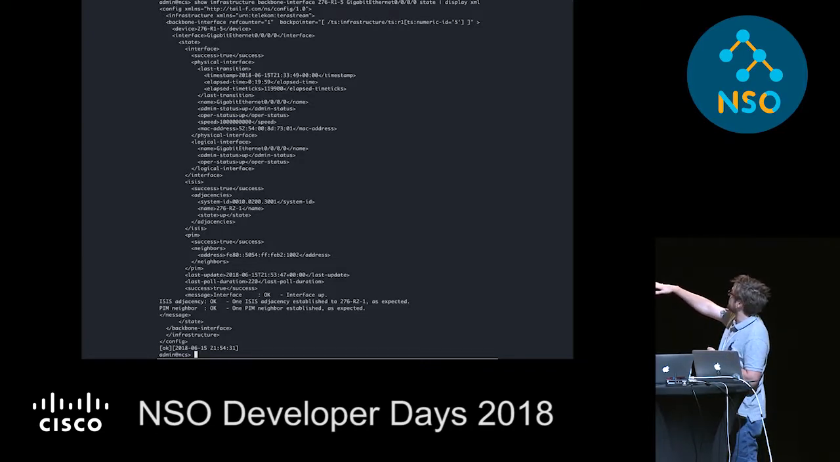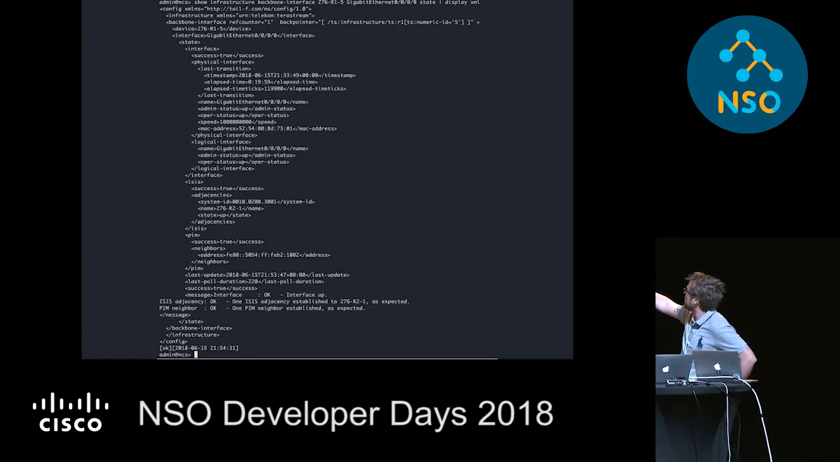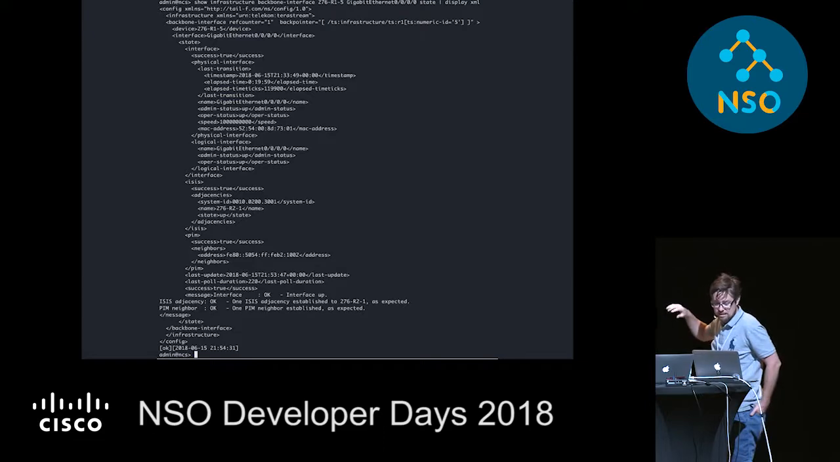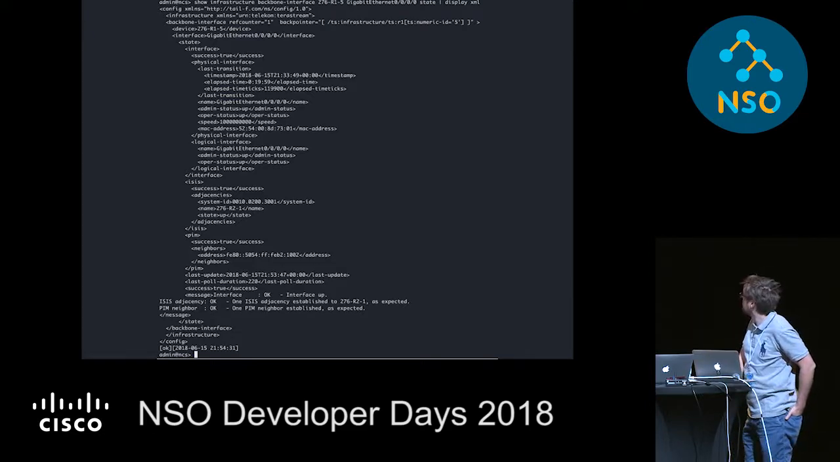And we can also see the success leaves. I think I forgot to mention one thing before. These sections, the interface, the ISIS, and PIM, also have a success leaf. So all of the individual components in the self-test need to succeed for the total test to succeed. Yeah, I don't have a cursor. I hope you can see it.